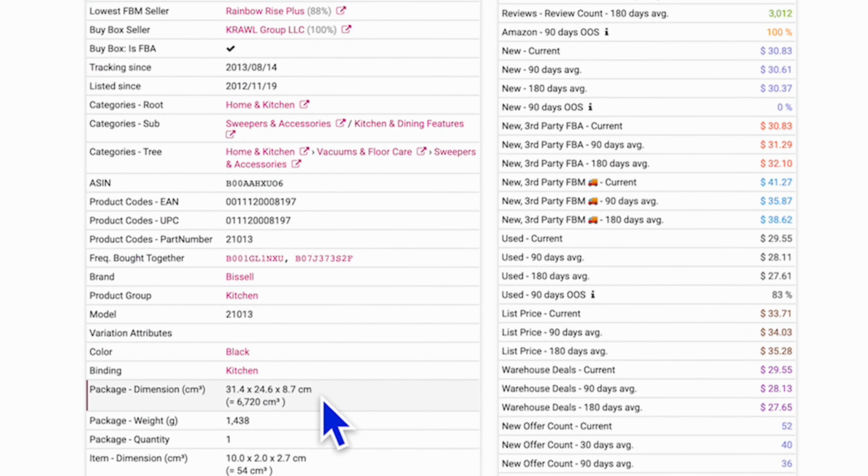And then you can see how much it weighs and all of the package details, which is important because probably you're not going to want to send anything to prep that's oversized, because that's just going to be way too much.